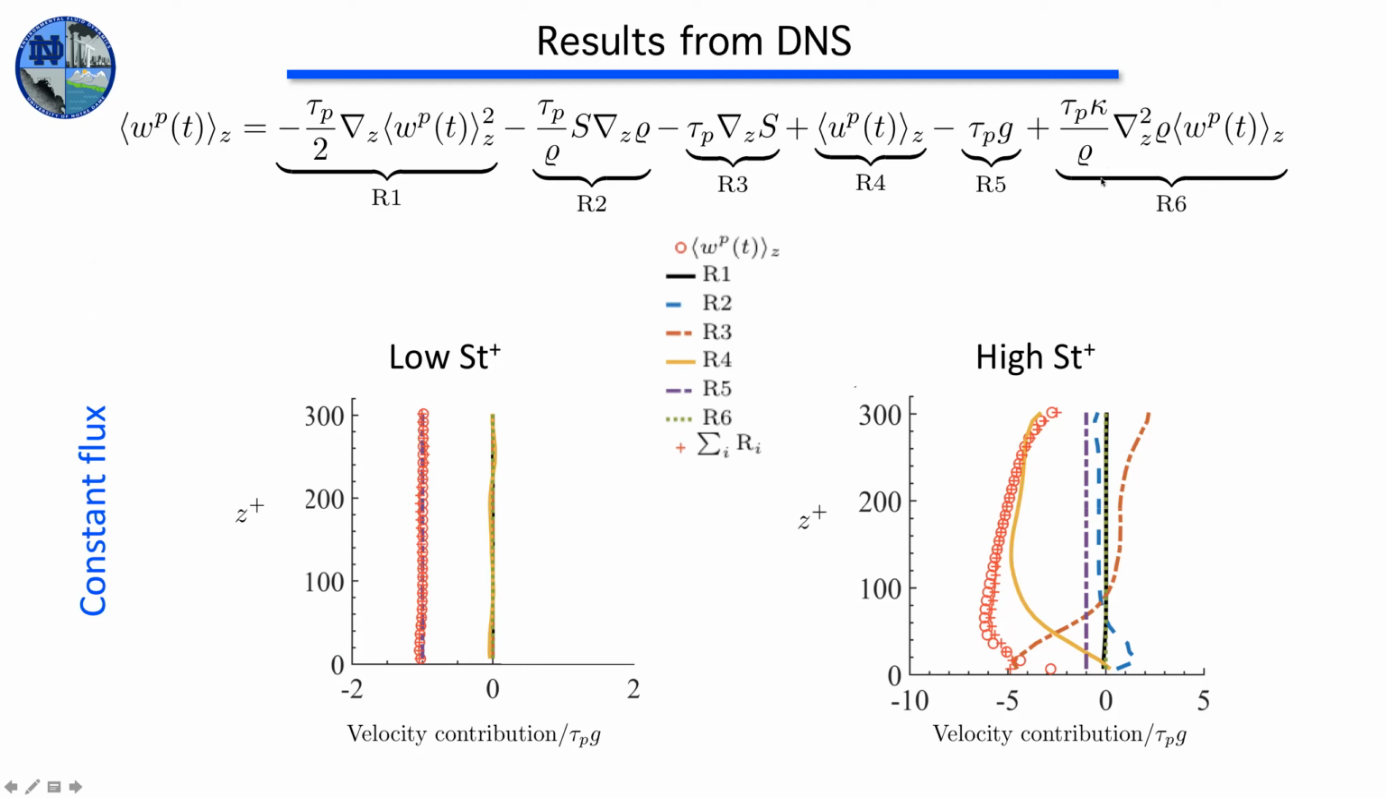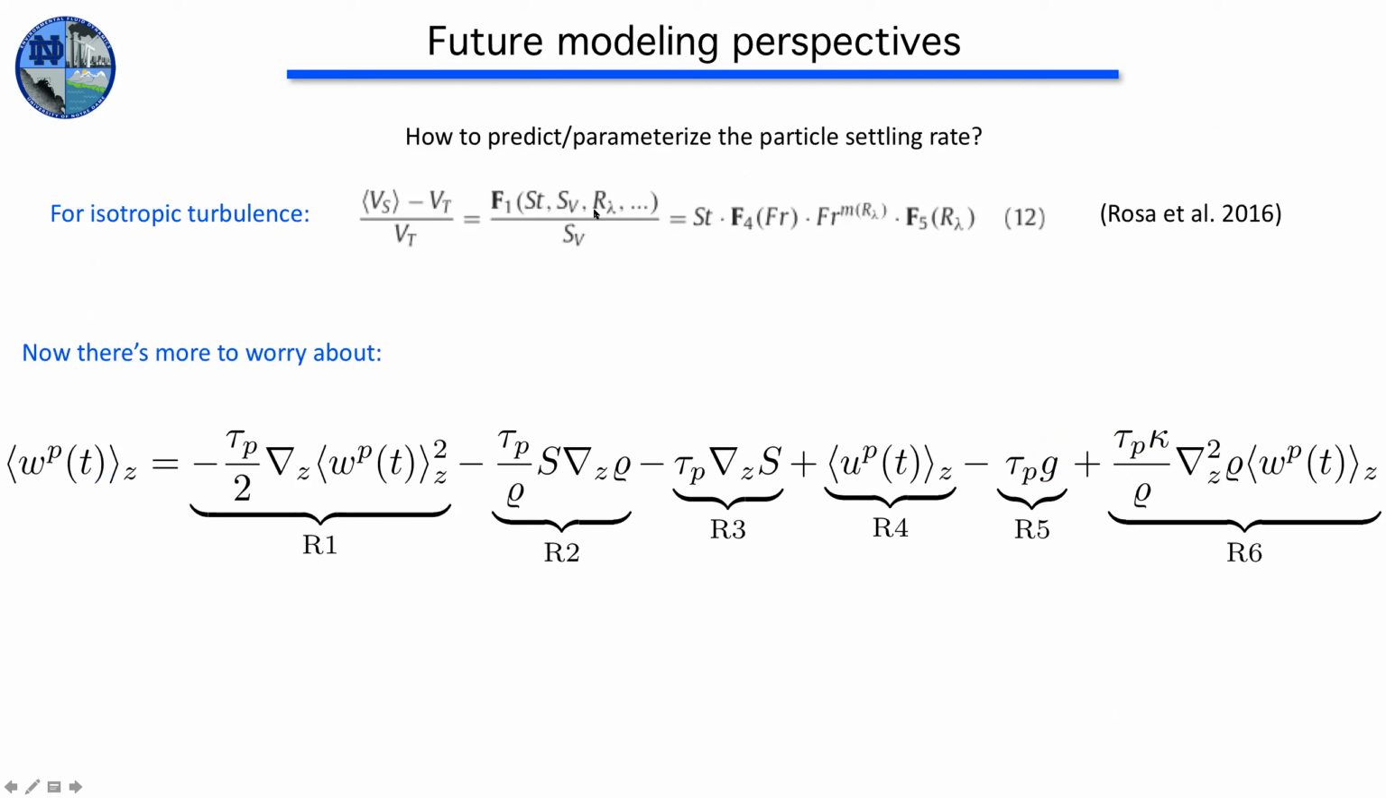So the takeaway here, if nothing else, is that there are two different regimes. In the outer layer, it looks like homogeneous isotropic turbulence, but near the wall, you start to get contributions from other terms, which are unclosed. All right, and that's how I'm going to finish up here. If we talk about future modeling perspectives.